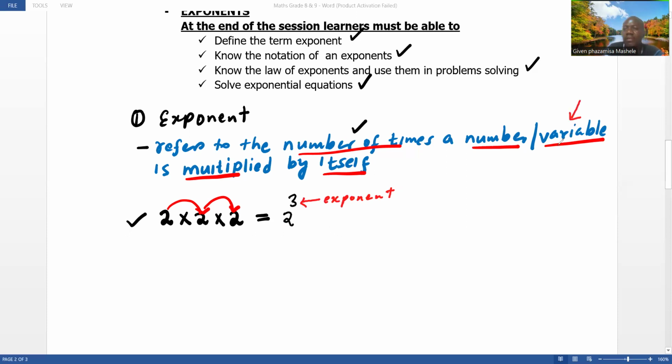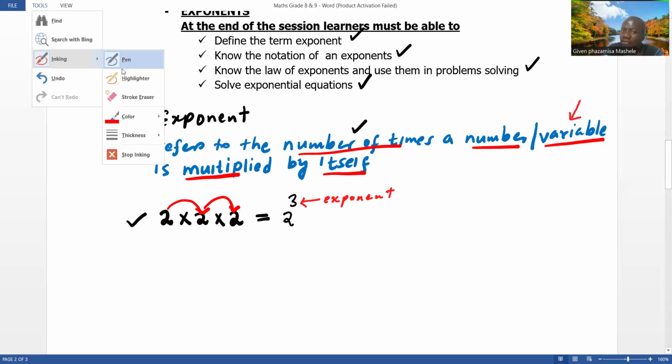Why am I using variable? Because it can be any unknown quantity. It's not about using numbers only, but it's telling us the number of times a variable or a number is multiplied by itself, which means this 3 is actually called an exponent. So we can still have other questions like this.